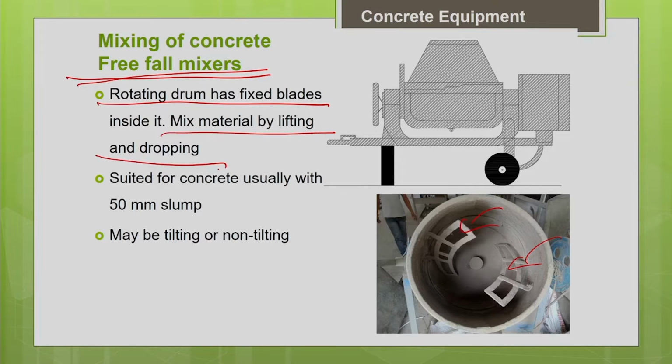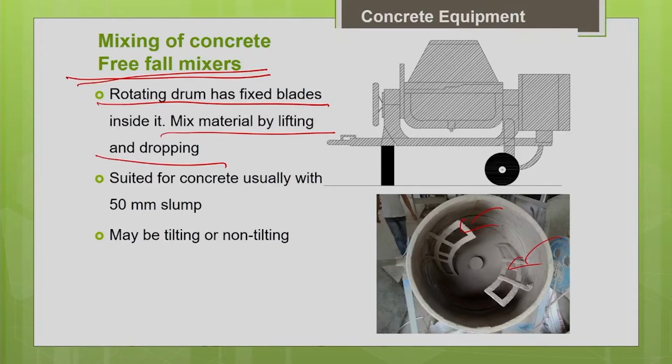Okay, so that is why, basically, for this mixer machine you should have some desired consistency of the concrete to facilitate the free fall mechanism. If the mix is very stiff or very cohesive, in that case this mixer machine won't be compatible. So the free fall won't be possible with a very stiff mix. We need a slump of at least 50 mm to have the free fall mechanism. It is suited for concrete usually with 50 mm slump. So minimum 50 mm slump is needed to facilitate the free fall mechanism.